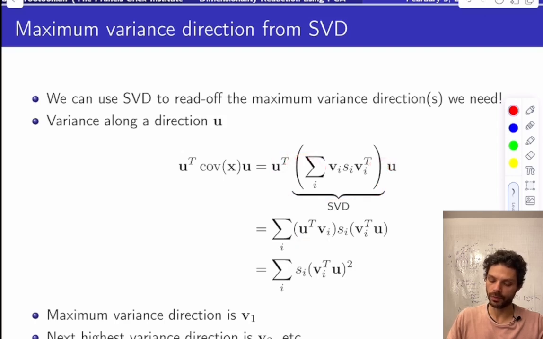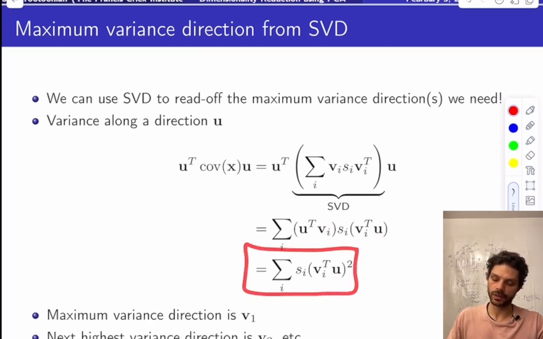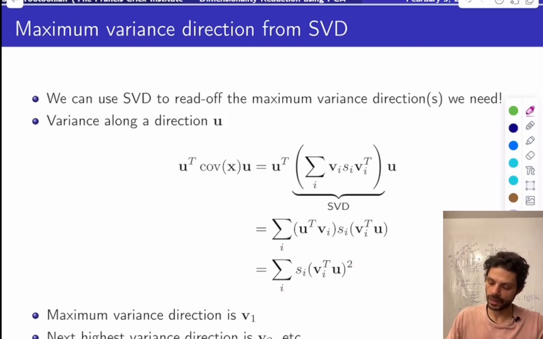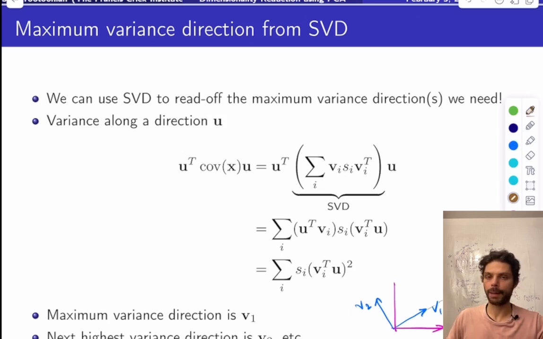So U projected onto V_i, U projected onto V_i. Well, it's the sum of these singular values weighted by those projections. So now the question is, how should we set U to maximize this quantity? Let's have a look. So here is V1, a unit vector. Here is V2. And I've just been told that V1 amplifies things by some amount, 10, and V2 shrinks things by some amount, 0.1.